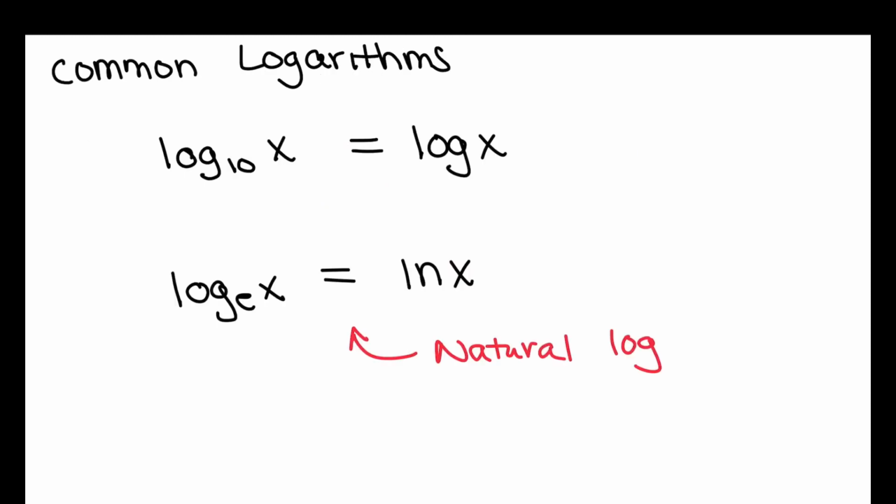Now we have some common logs that come up so frequently that we use slightly different notation. Log base 10 of x is often just written as log of x. If there's no little number after the log, it is implied that it's base 10. So log base 10 of x, we just write as log x. Log base e of x, where e is that natural number, 2.7 something, is called the natural log, and we abbreviate that as ln. So log base e of x can be written as ln x, and that's our natural log.